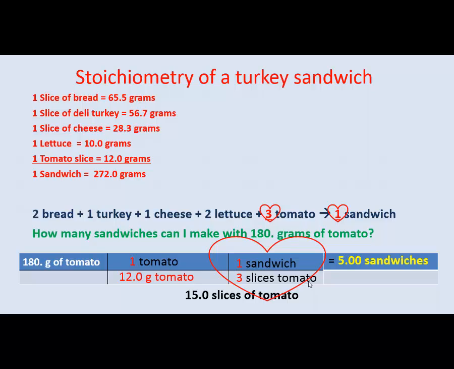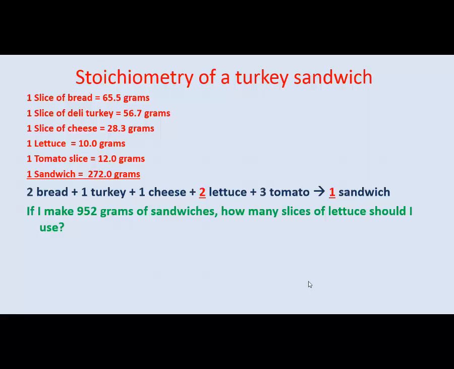Now, so far we've been taking grams of a reactant, or grams of an ingredient in this case, and finding the number of sandwiches we can produce. But we can work these problems the other direction as well. Let's say I'm told that I have 952 grams of sandwiches in a container, and I'd like to know how many slices of lettuce you would have had to use to produce that number of sandwiches. So now I have grams of the product. So I could use a molar mass of the product and divide by the molar mass to get to moles if it was a chemical reaction.